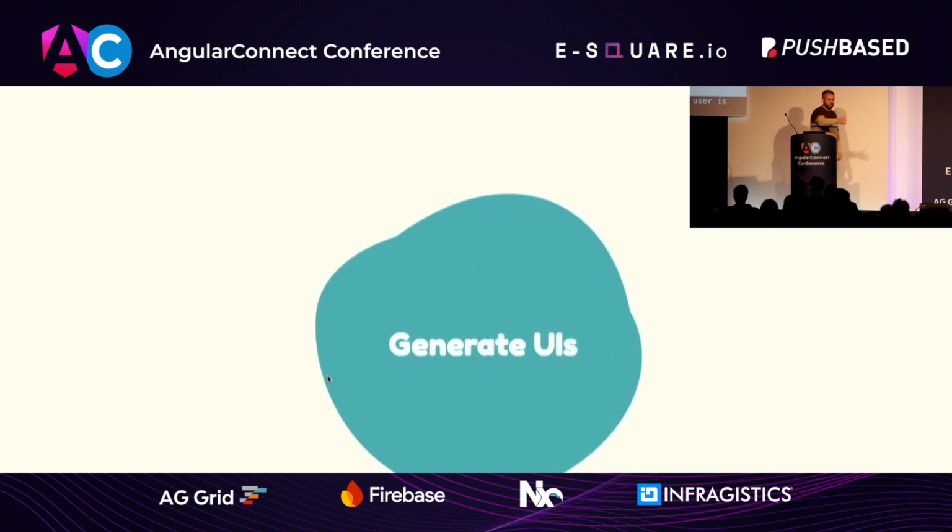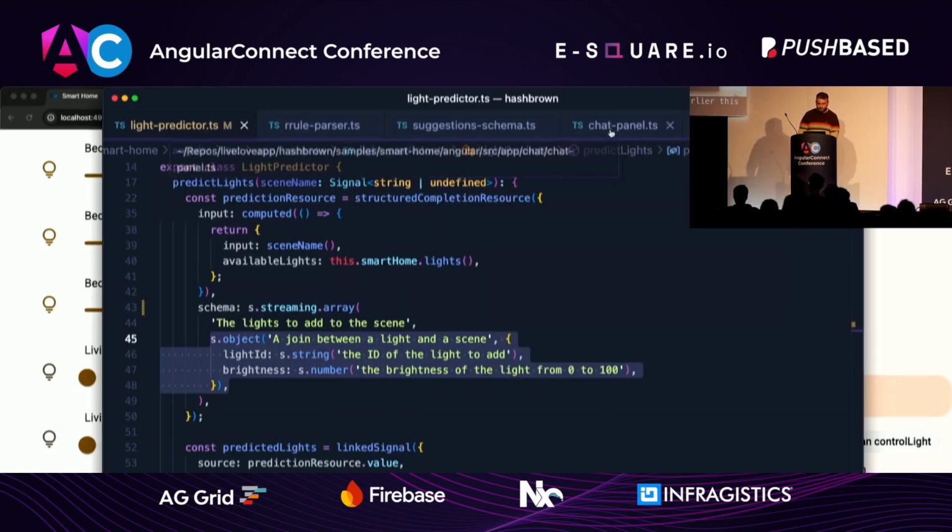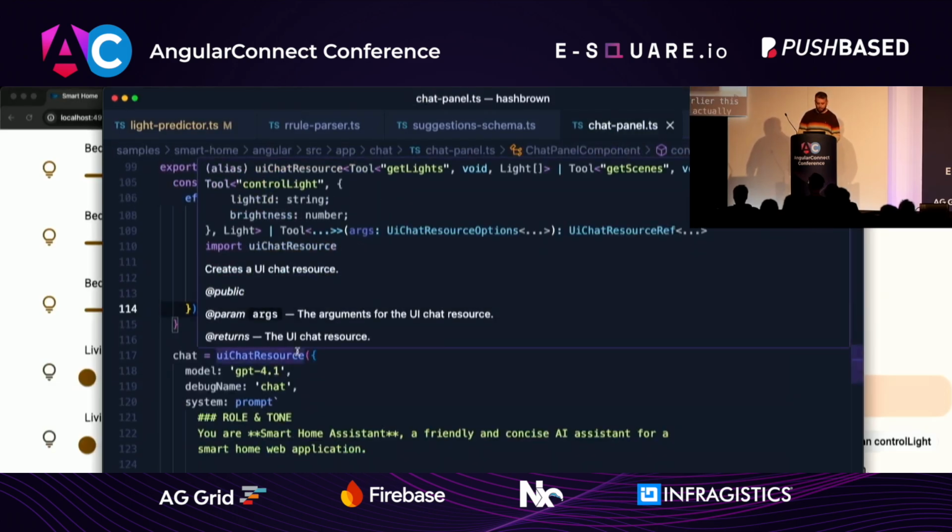But I want to go even further than that. Building on top of each of these concepts, what if we took everything that we've seen from Skillet to tool calling and actually let the LLM generate not just text, but generate full user interfaces? So I was kind of cheating earlier. This wasn't a chat resource before. This was actually a UI chat resource.